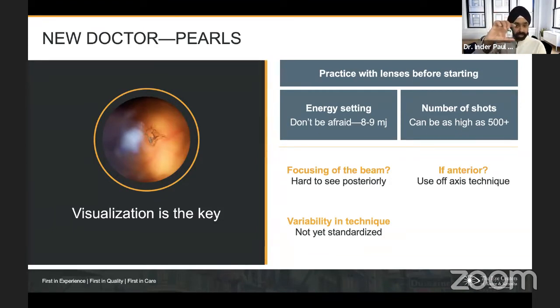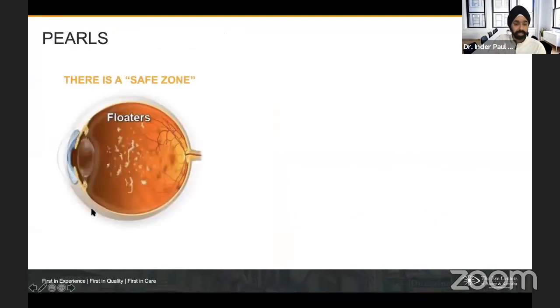If the floater is this long, I'll fire on top because gas bubbles form. So what'll happen is you fire, it'll push the floater up. So what I've learned is to fire on top of the floater first to prevent it from going up further. And so these are all the nuances that you'll learn as you get more comfortable doing the procedure, like any other procedure as well.